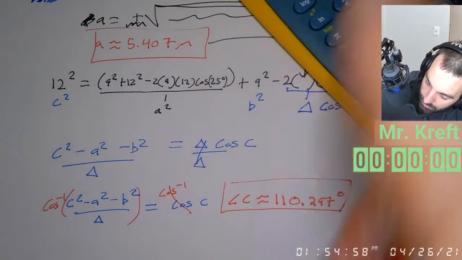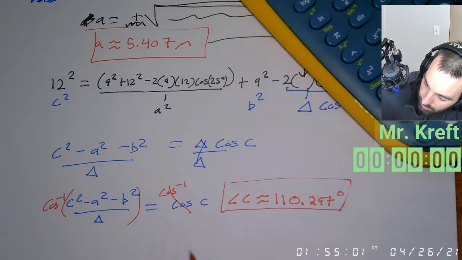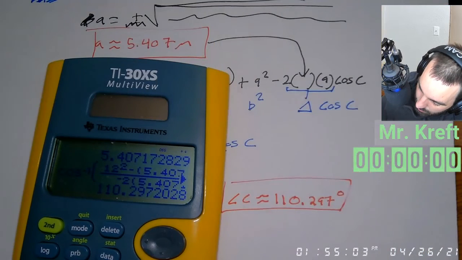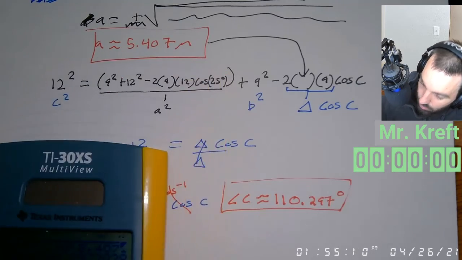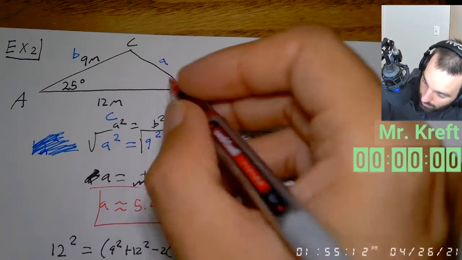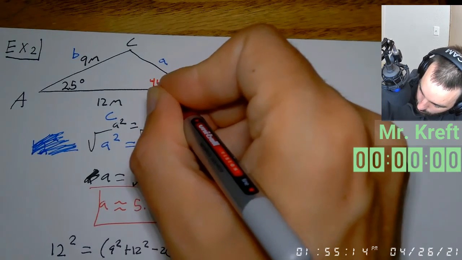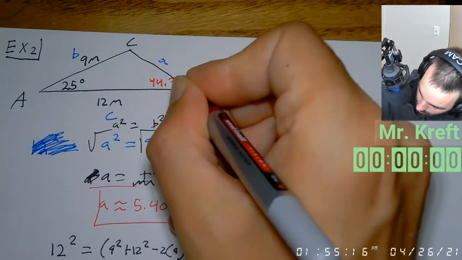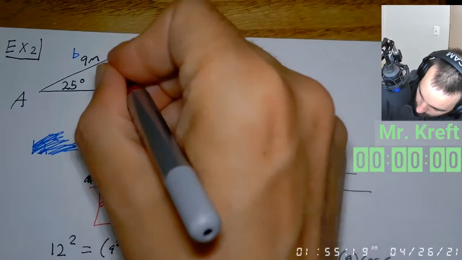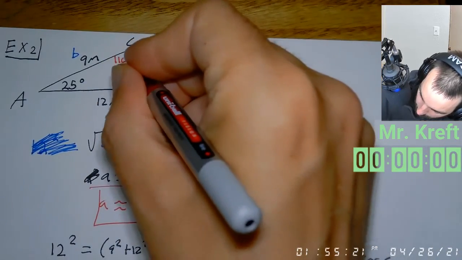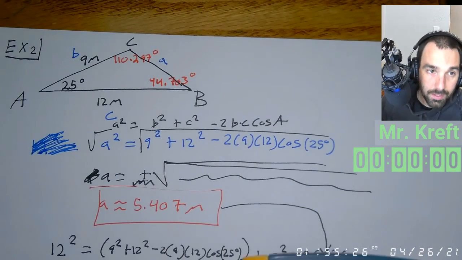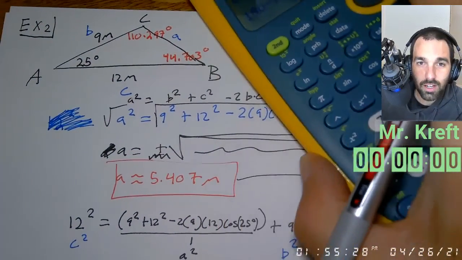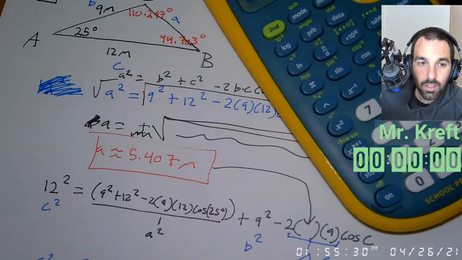Okay, so with that said, we found angle C. Then I would do 180 minus this minus 25, and then I get angle B, right? So you subtract them. I get 44.703 degrees, and this was 110.297 degrees. And then you can use law of sines to find side A.